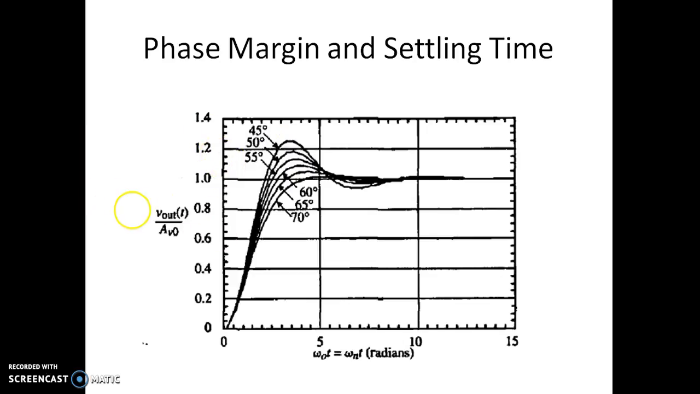At around 65 to 70 degree phase margin, we are going to have a reduced overshoot. When the overshoot is reduced, we can see it will settle down sooner to the desired value.